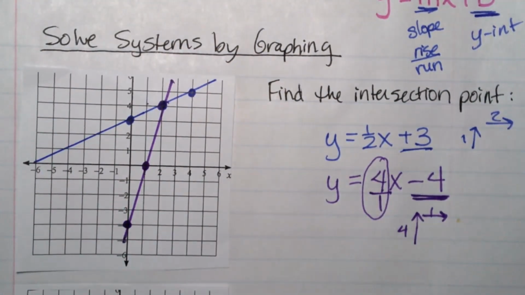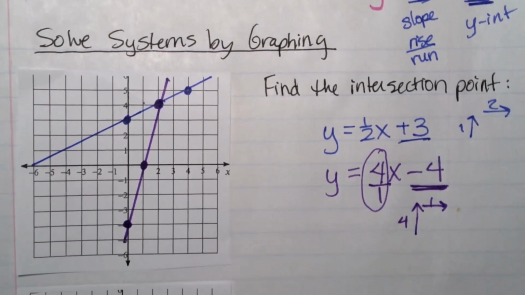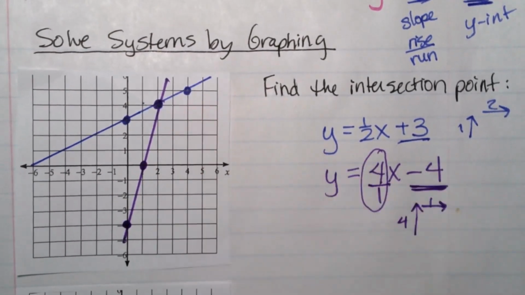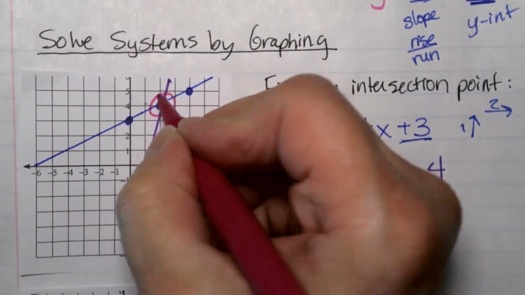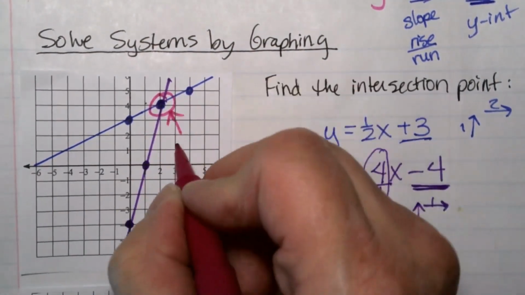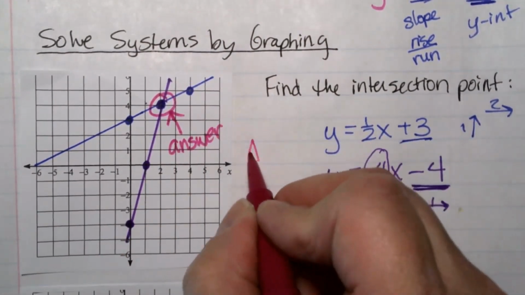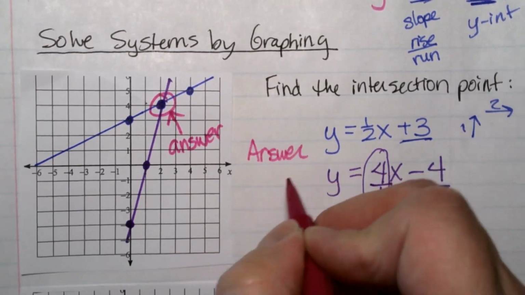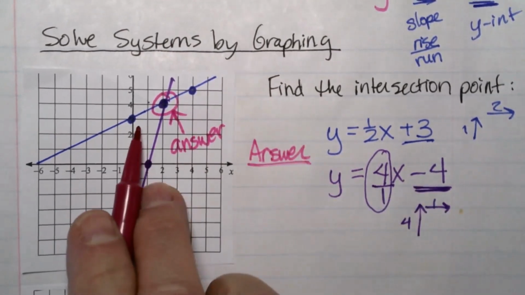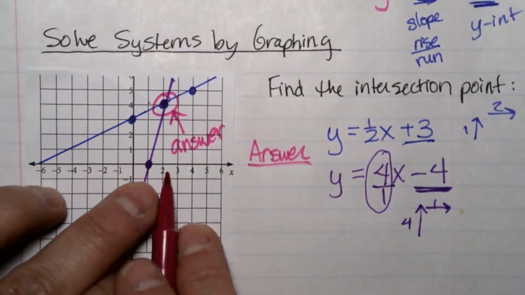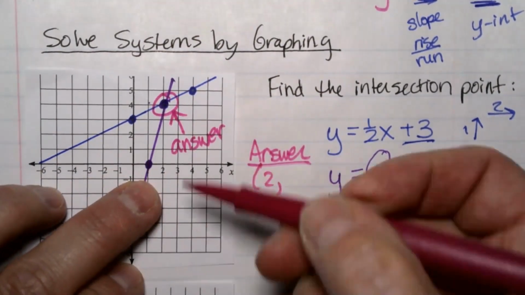And you almost have your answer, except you have to actually write out what the coordinates of that point are. This is the answer we're looking for. But I have to write it down as a point. The x coordinate of that point is 2, and the y coordinate of that point is 4.